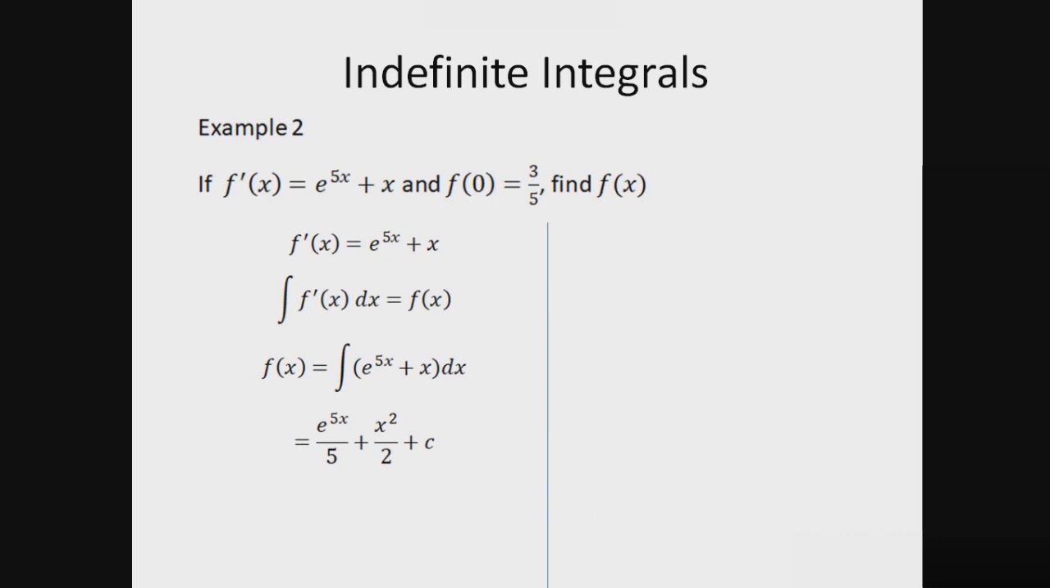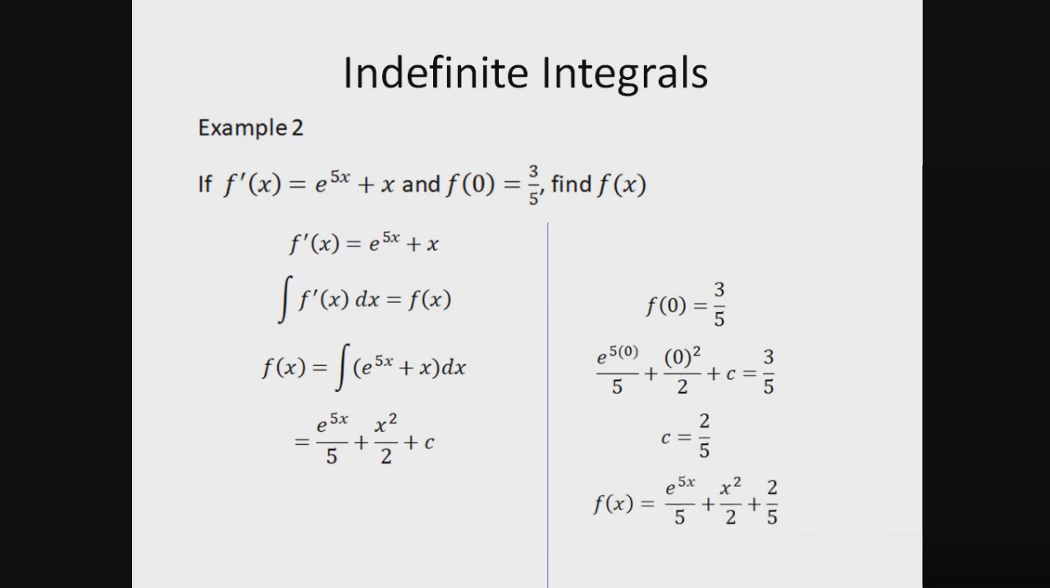And then after we get the function of f(x), we substitute 0 and then equate it with 3 over 5 to solve the c value. And then substitute it, we get c is equal to 2 over 5. And then substitute c inside the original function of f(x), so we get e to the power of 5x over 5 plus x squared over 2 plus 2 over 5.